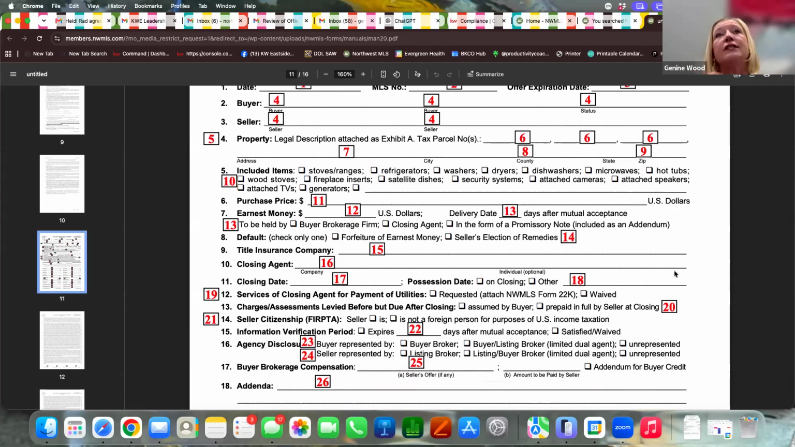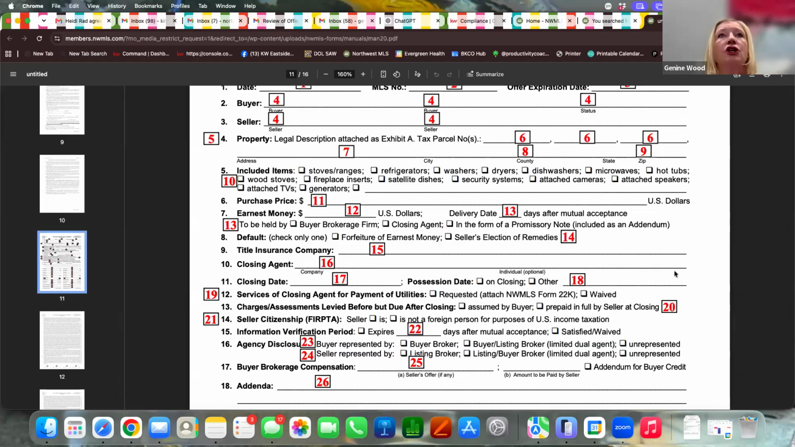So it could be possession date, may not be on closing, it might be other. So you would check the other box and you would use Form 65B and you would say see Form 65B, or you would put the physical date and you'd still have 65B attached. You still need the 65B, even if you put a date in there that's 1 day later, 2 days later, because you need the protection of the post-closing rent back for insurance purposes, hopefully an avenue to get the seller out if they decide to stay 4 days instead of 2, those types of scenarios.